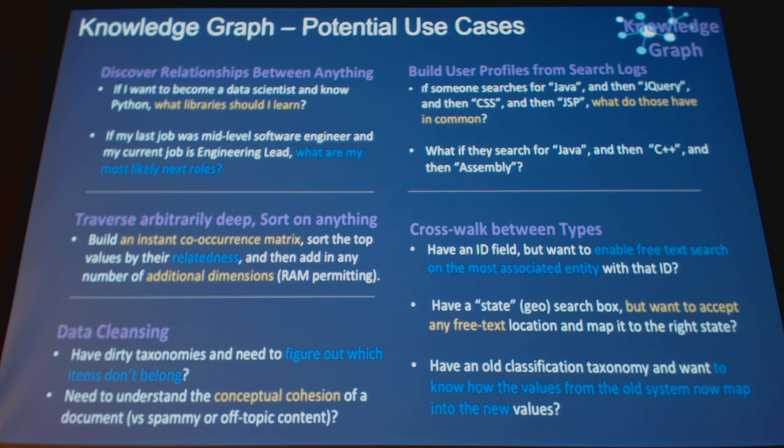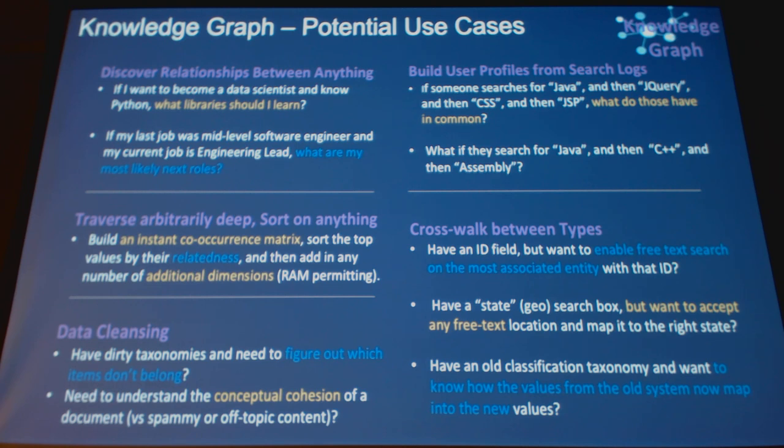We can build user profiles from search logs. If I have someone who searches for Java and then jQuery and then CSS and then JSP, I can figure out what the intersection and overlap is within the underlying data with other skills and titles. And if they search for Java and then C++ and then assembly, what the intersection and overlap is there. Even though the word Java appeared in both, the understanding of the relationship between all those things is very different in those two contexts.